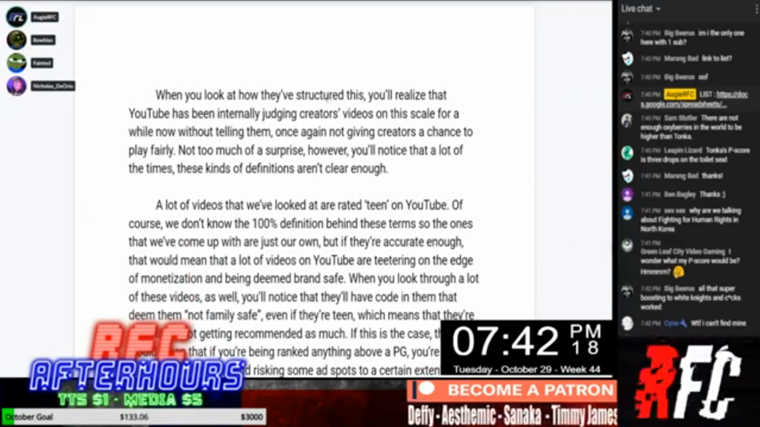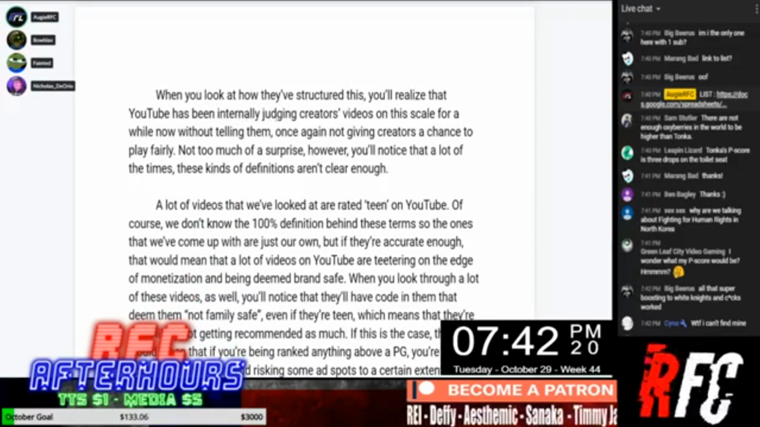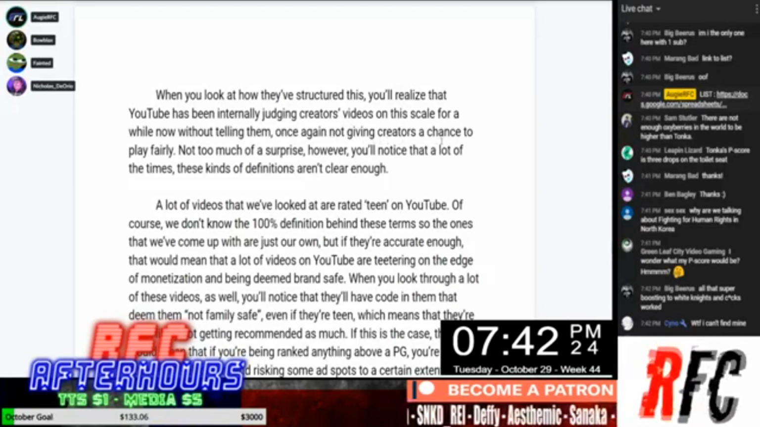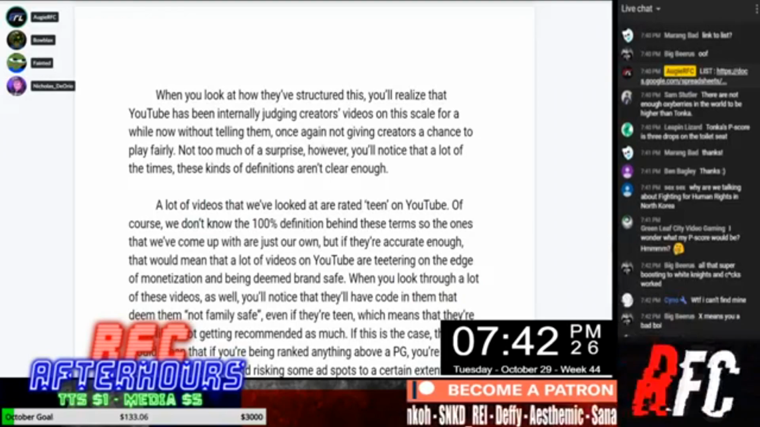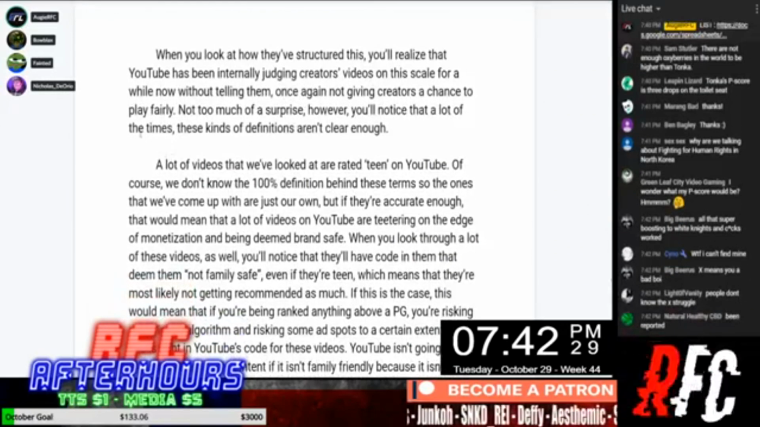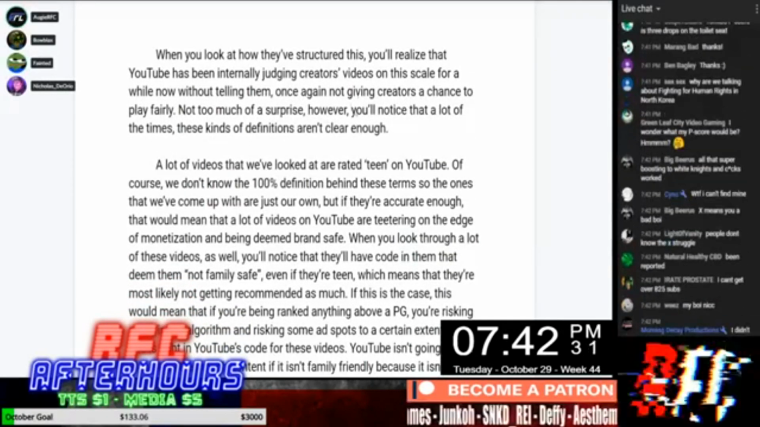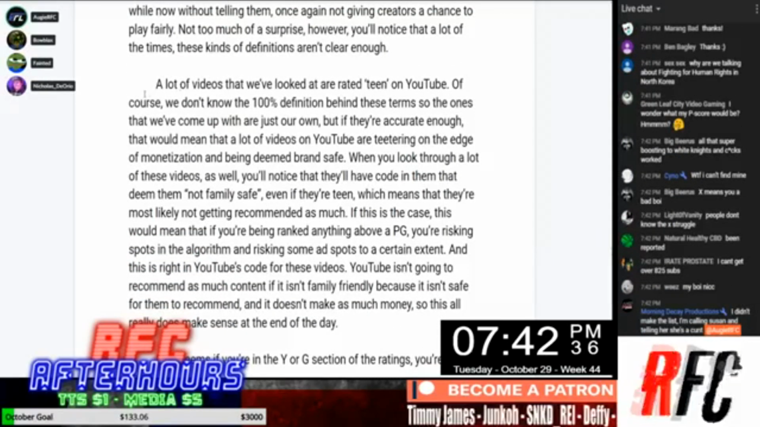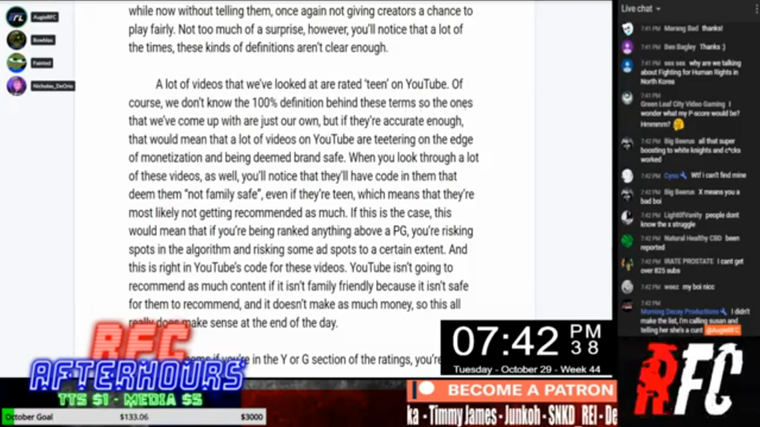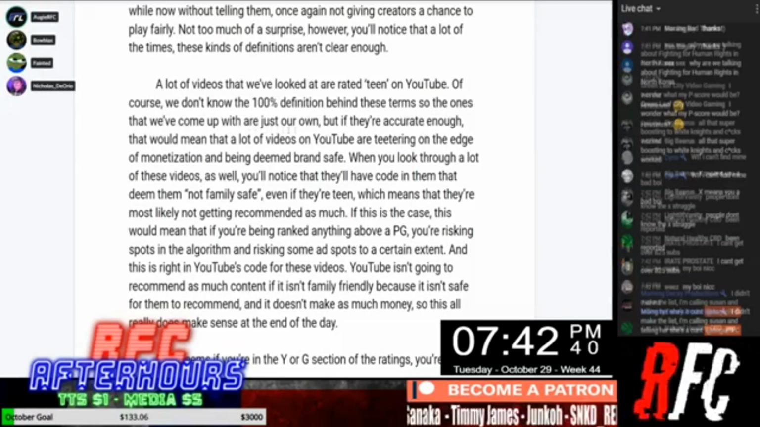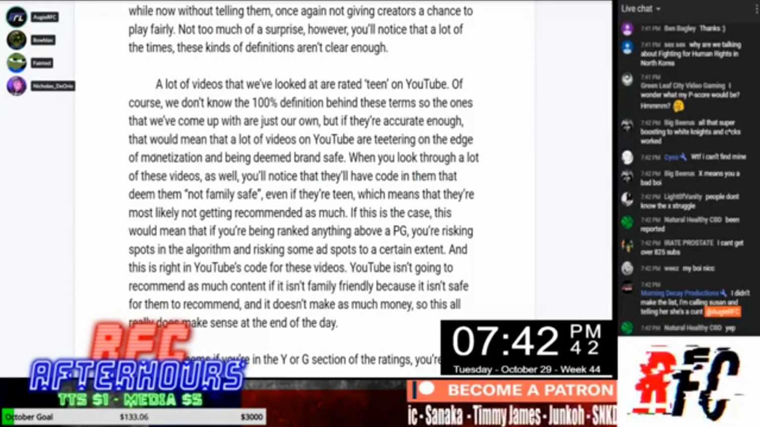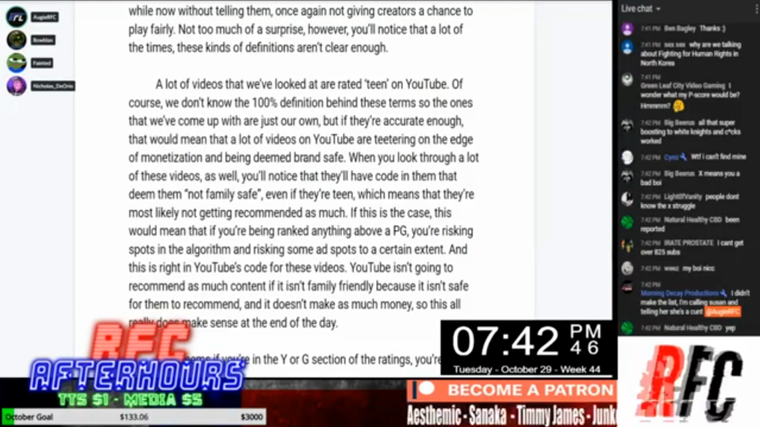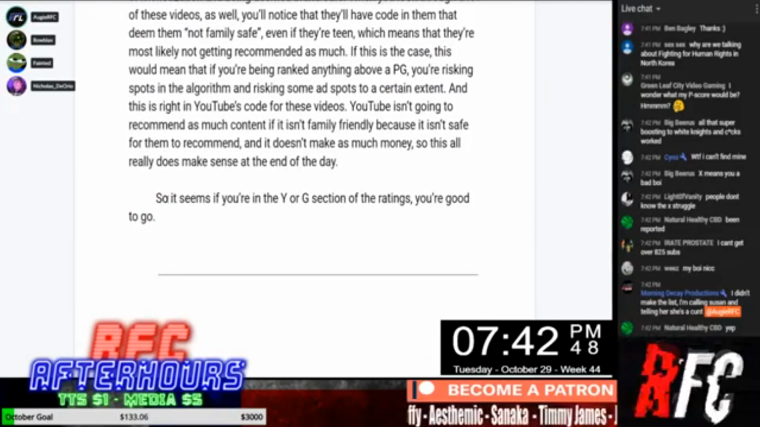When you look at how they've structured this, you'll realize that YouTube has been internally judging creators' videos on this scale for a while now without telling them, once again not giving creators a chance to play fairly. Not too much of a surprise, however, you'll notice that a lot of these definitions aren't clear enough. A lot of videos we looked at are rated teen on YouTube. Of course, we don't know the 100% definition behind these terms, so the ones we've come up with are just our own. But if they're accurate enough, that would mean a lot of videos on YouTube are teetering on the edge of monetization.